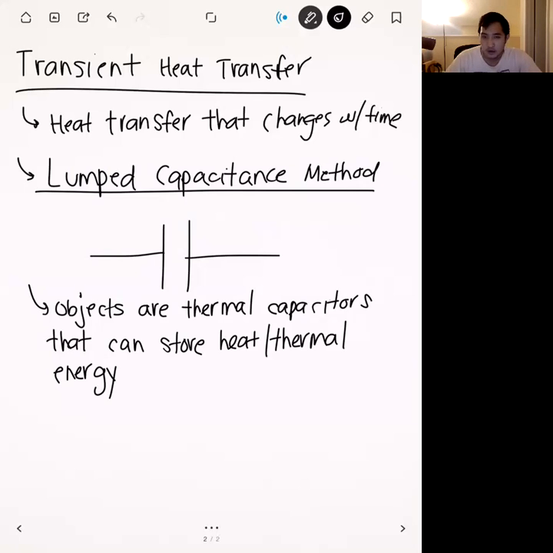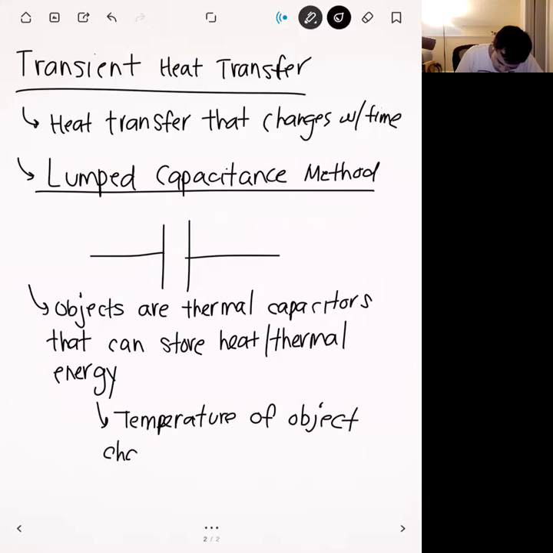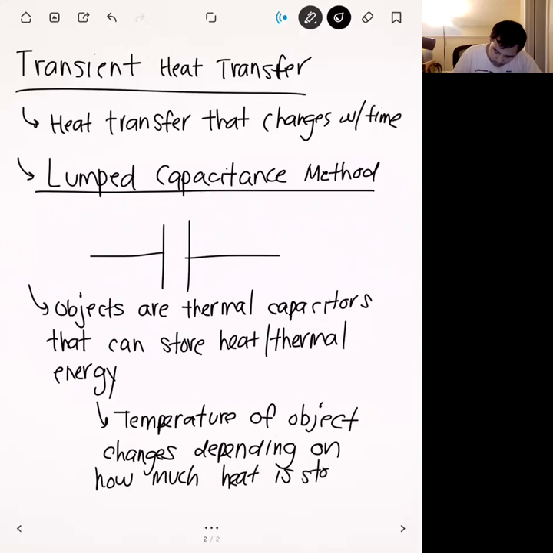And then through the storage of heat, as the capacitor either fills with heat or discharges or releases heat, its temperature is going to change. Generally, if you have more heat in your object, then you're going to have a higher temperature. And as that heat is released, the temperature is going to go down. All right, so this is the idea. And just like a capacitor, which stores a single amount of charge, your object is also going to be at a singular temperature.